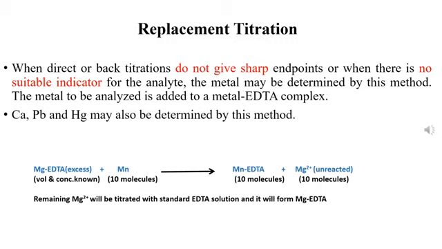An indicator that will be used is Eriochrome Black T, EBT indicator, and then this will form the complex with EDTA, and we can find the concentration of that metal, manganese ions.